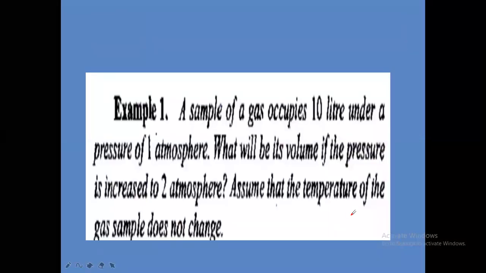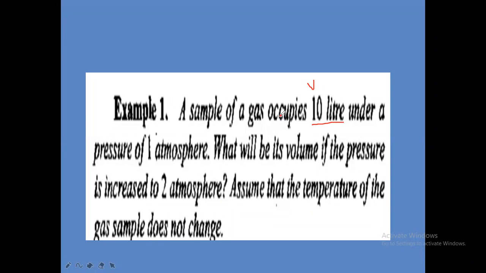Next, another example. The previous two problems were asked by some students, yesterday's doubts. Now example 1. A sample of gas occupies 10 liters. Whenever a numerical value is given in the problem, we have to underline it first, whether it is volume, pressure or temperature. So 10 liters is volume. The gas occupies 10 liters of volume under a pressure of 1 atm. Underline 1 atm as well. So pressure is given and volume is also given.